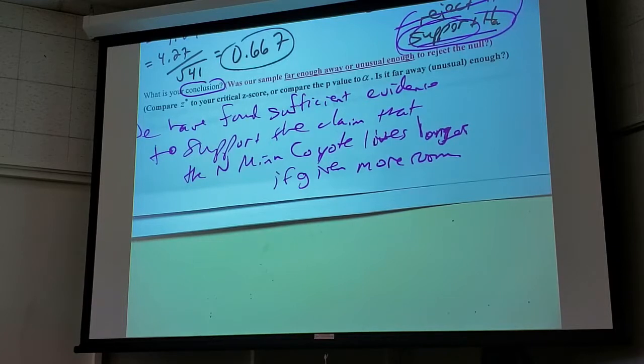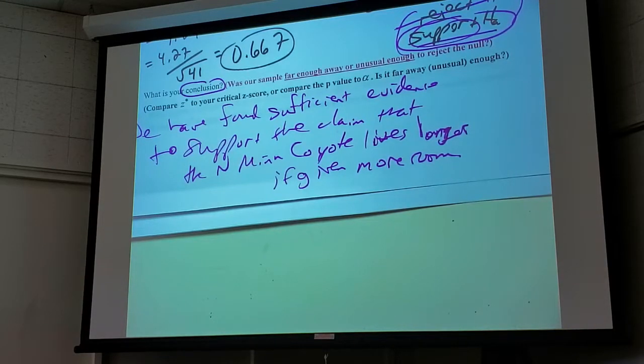You could put numbers if you wanted to. But for the conclusion, we want it to be more English because now we're talking to people. You could say, we found evidence to support the claim that the mean lifespan of coyotes given more room is more than 10.15 years. That would have been great. But you can also just do this.